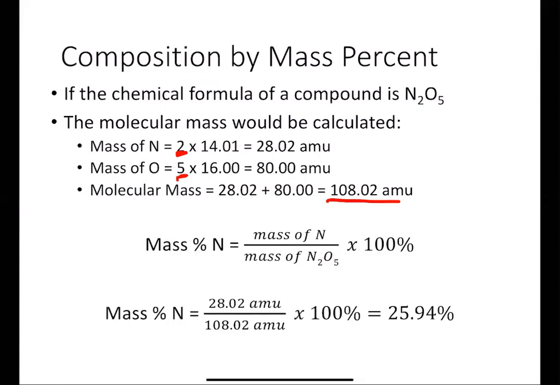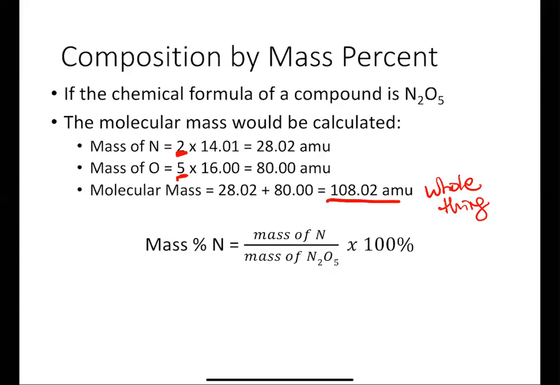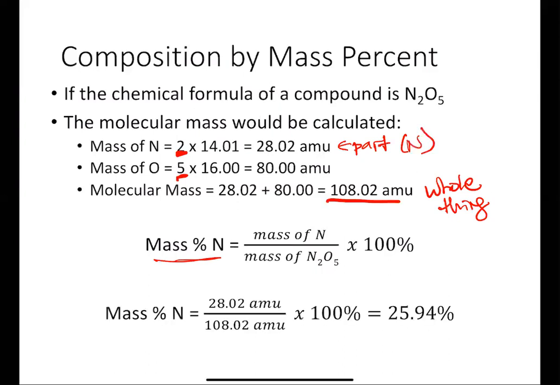This is the whole. This is the whole thing. The part that we're trying to do, they're asking us the mass percent of nitrogen. So we're going to use this. This is the part. This is the nitrogen that we want, right? So let's put that in, 28.02 here over 108.02. We just multiply by 100, 25.94. Pay attention to your rules of significant figures and make sure you report the proper number of significant figures for the molar masses that you are using or the molecular masses that you're using from that periodic table.